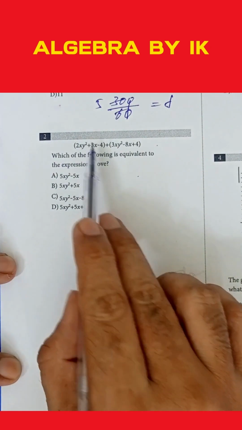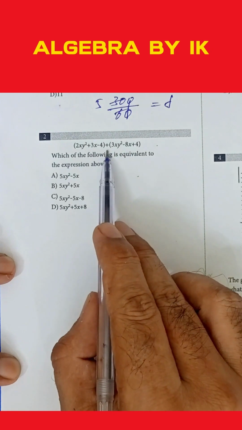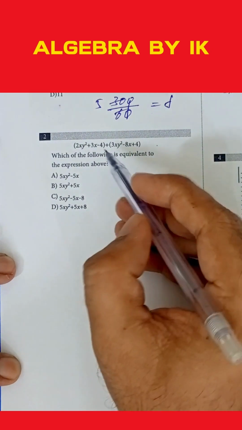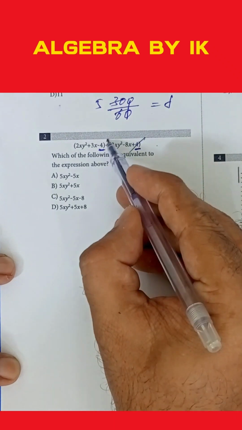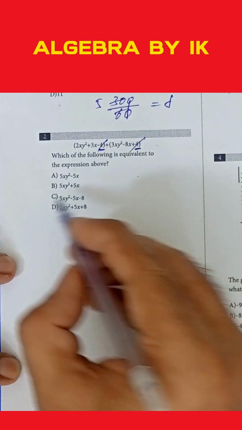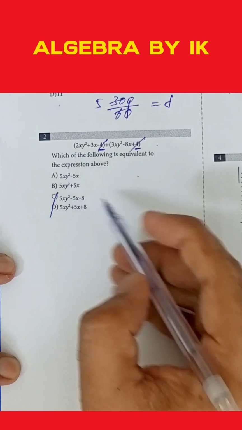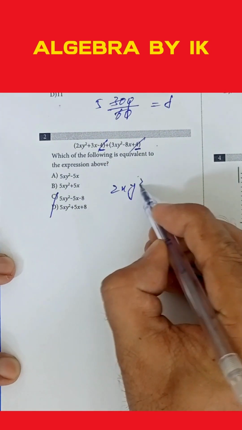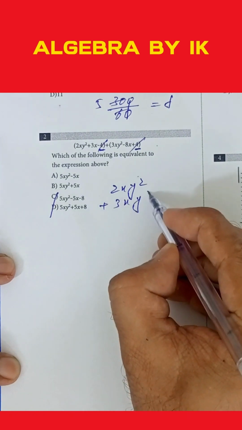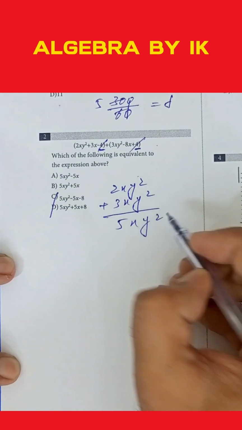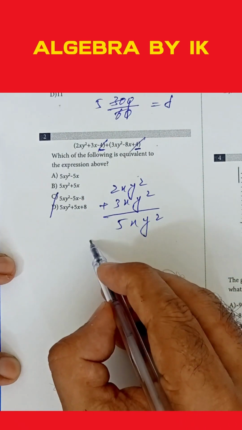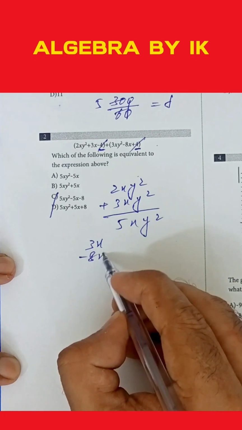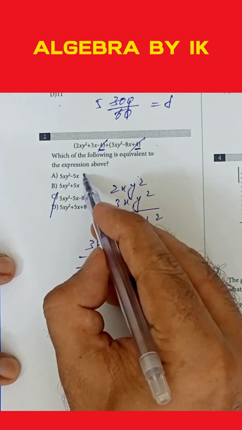Which of the following is equivalent to the expression above? So these are two expressions and we are summing them. Here -4 plus 4 cancel, so there will be no constant term, so these two are not the answer. The only answer is either A or B. So 2xy² plus 3xy², that is equal to 5xy². Both have 5xy², so 3x minus 8x will be equal to minus 5x. So this one is the answer.